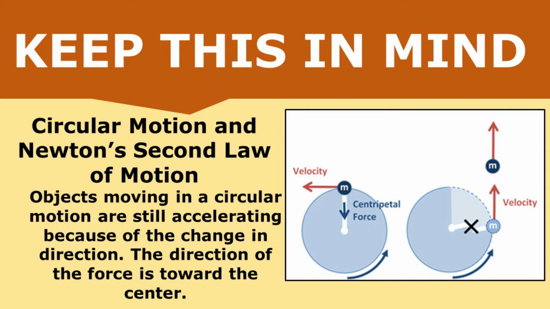In an object whirled on a string, the force that keeps the object moving in a circular motion comes from the string that pulls the object toward the center of its circular path. If you remove the force by either cutting or releasing the string, the object will continue to move straight and fly off tangential to the path.